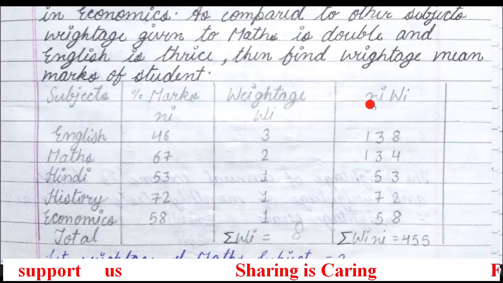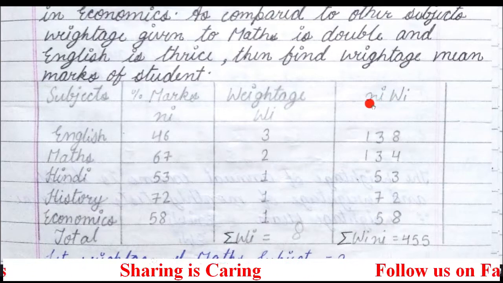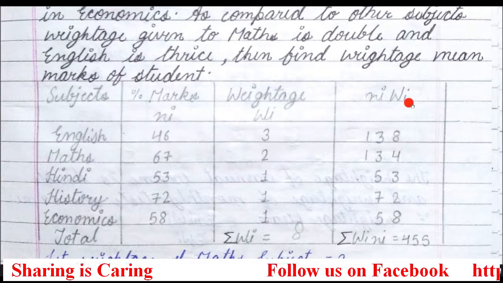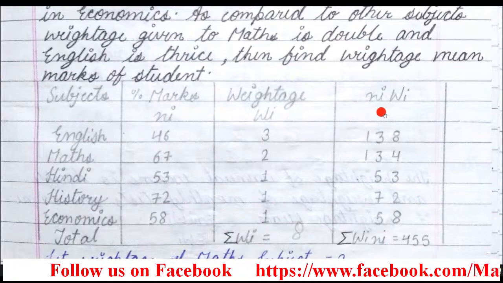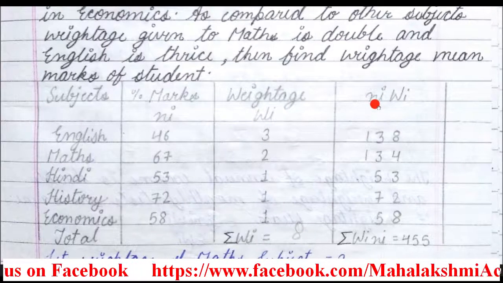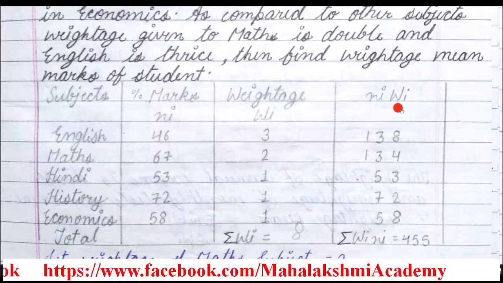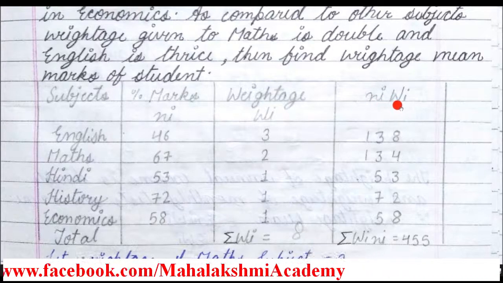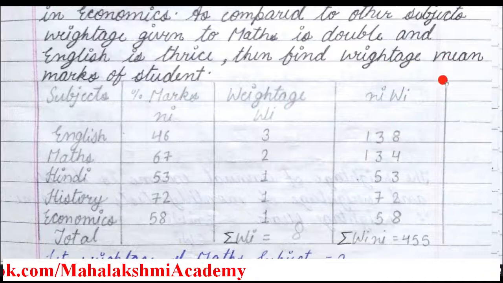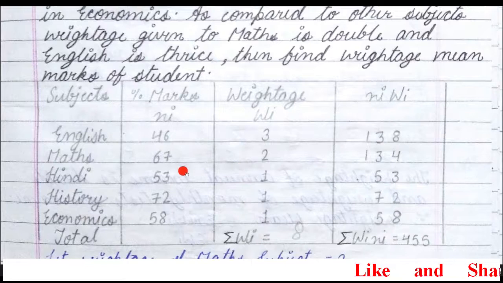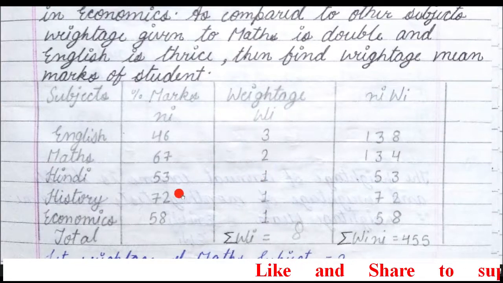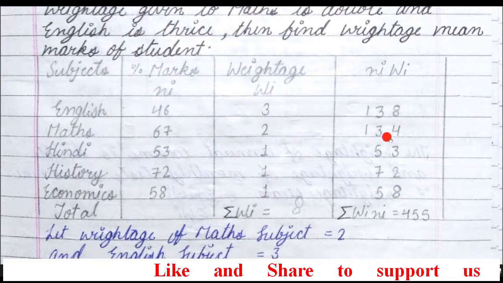Now in weighted mean, in the last column, instead of fi xi, here xi wi will come, like in exercise 17.2 and 17.3 which we had done already. In that, to find the simple mean, we used to write xi fi, but since we are solving for the weighted mean, here xi is multiplied by the weightage, means data multiplied by the weightage. So we will multiply 46 by 3, that will give you 138. In the same way, multiply the corresponding elements of both the columns and write down the data.